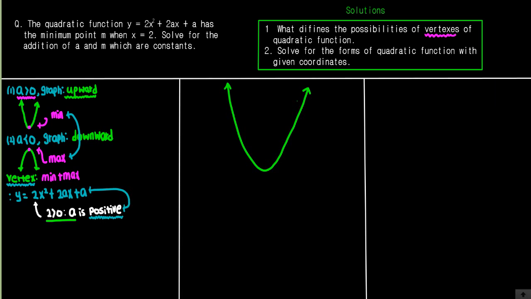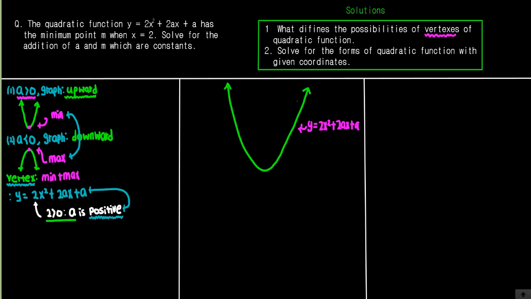The graph of the function will look something like this, that keeps going upward, and this is our y is equal to 2x squared plus 2ax plus a. We don't have to draw the x and y axes, since the only thing we need to find in this question is our vertex.